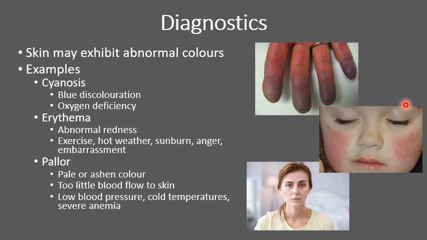Then we have erythema, which is abnormal redness. This can happen in exercise, hot weather, when you have a sunburn, when you get angry or embarrassed, and even some diseases have erythema as a symptom, such as lupus. Then we have pallor, which is a fancy way of saying paleness or being ashen in color. And this is when there's too little blood flow to the skin. And it's usually caused by low blood pressure, cold temperatures, or severe anemia. So this is quite interesting.